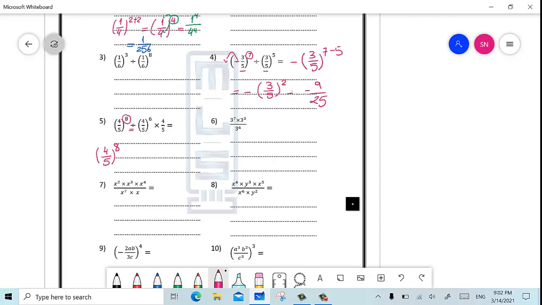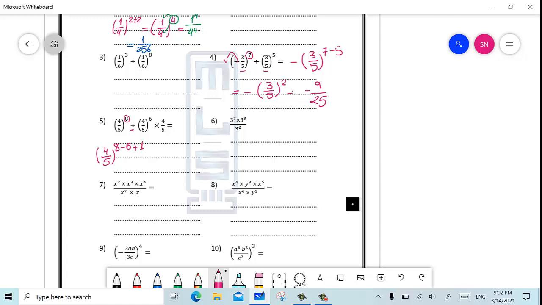And since I have here division, so I'm going to make minus 6. And since I have here multiplication, so I'm going to make plus 1. Because we know that any number which doesn't have a power means it's raised to the power of 1. So again, I have the same base. So my base is 4/5.